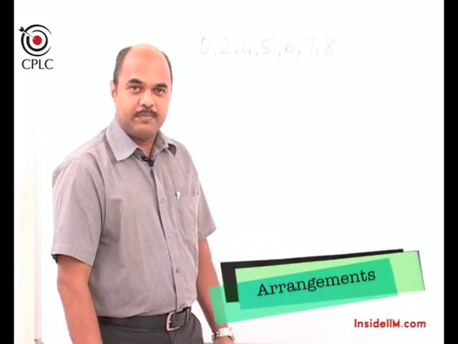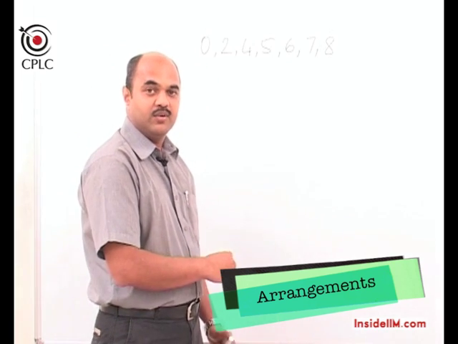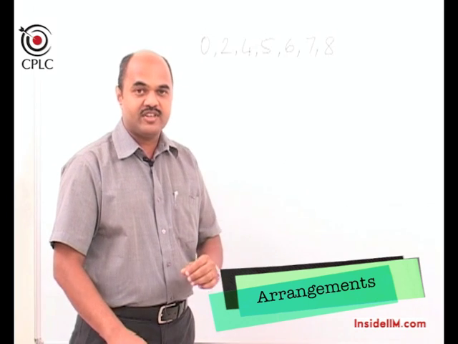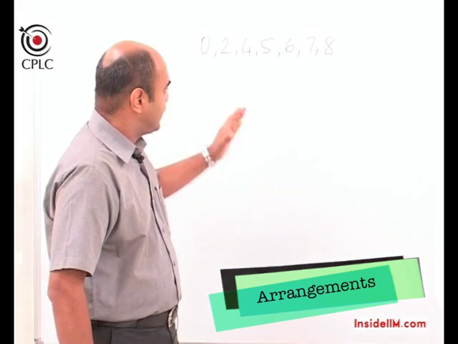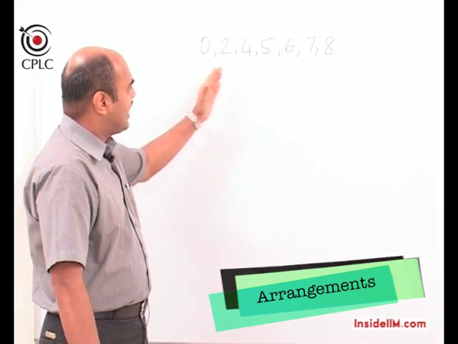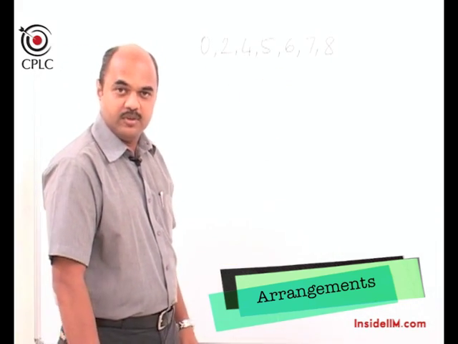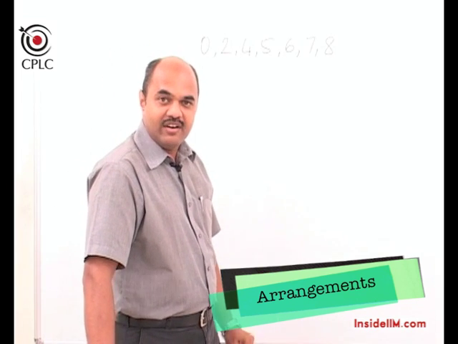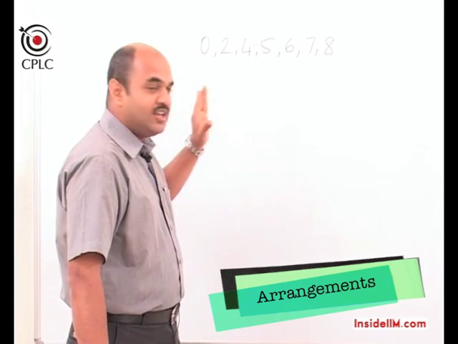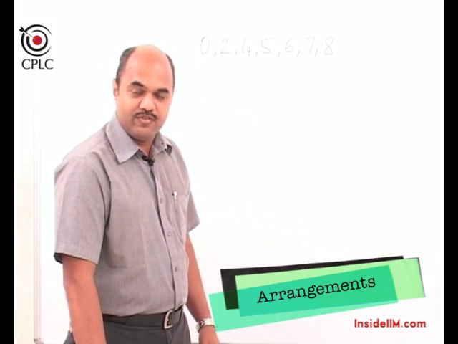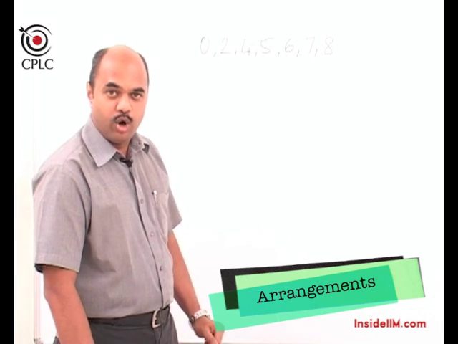Let's now look at an application of the fundamental principle of counting to an example involving an arrangement. Now, the moment we say arrangement, it means that order is important. So let's look at this example. We have these 7 digits which are available and we need to form 5 digit numbers, and the question asked is how many 5 digit numbers can be formed such that they are odd.